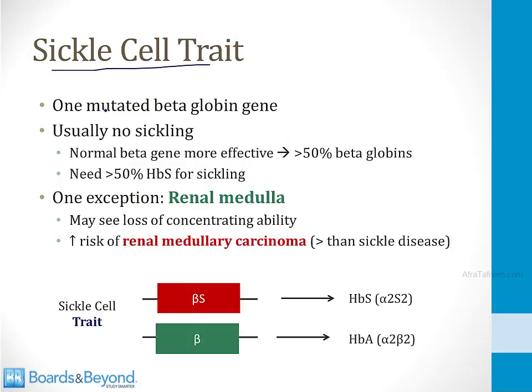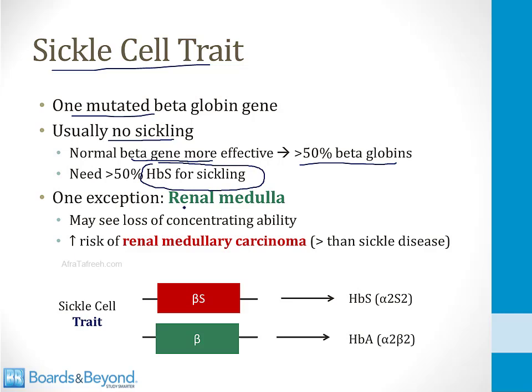Sickle cell trait is when patients have one mutated beta globin gene. In this condition, there is usually no sickling. The reason for this is that the normal beta gene becomes more effective in this condition and generates more than 50% of the beta globins. This leads to production of a significant amount of hemoglobin A. You need more than 50% of your hemoglobin to be hemoglobin S for sickling to occur, and therefore this is not a feature of sickle cell trait.